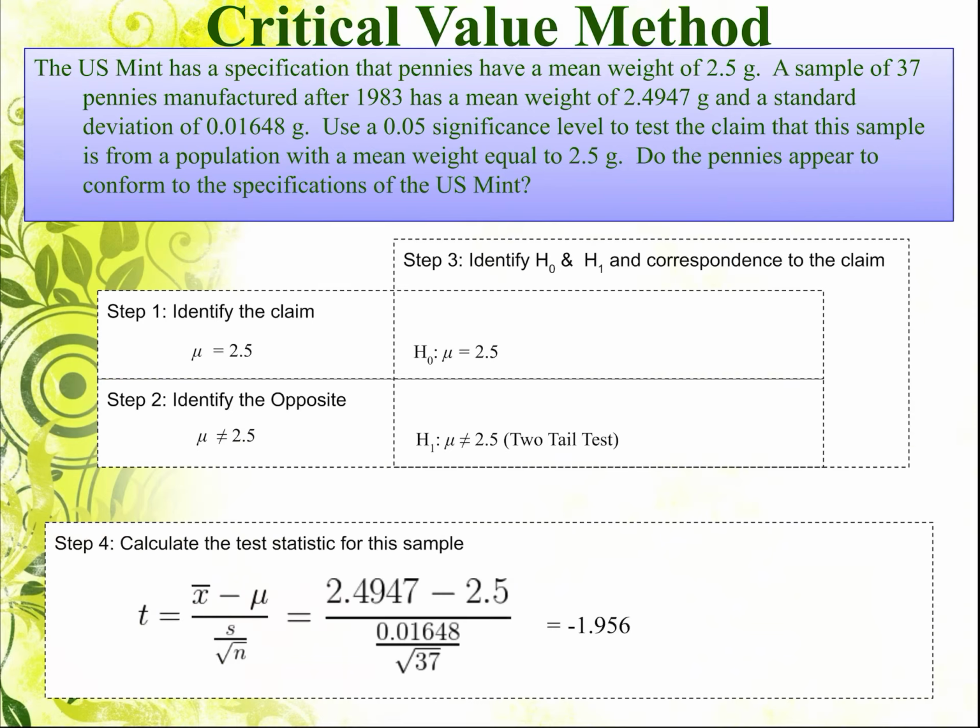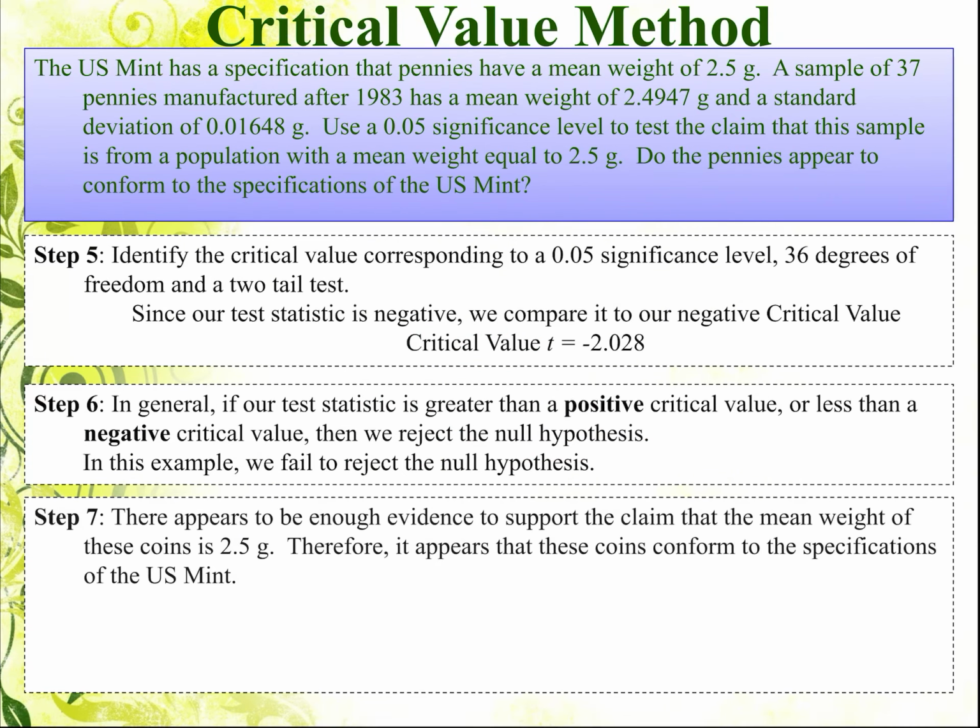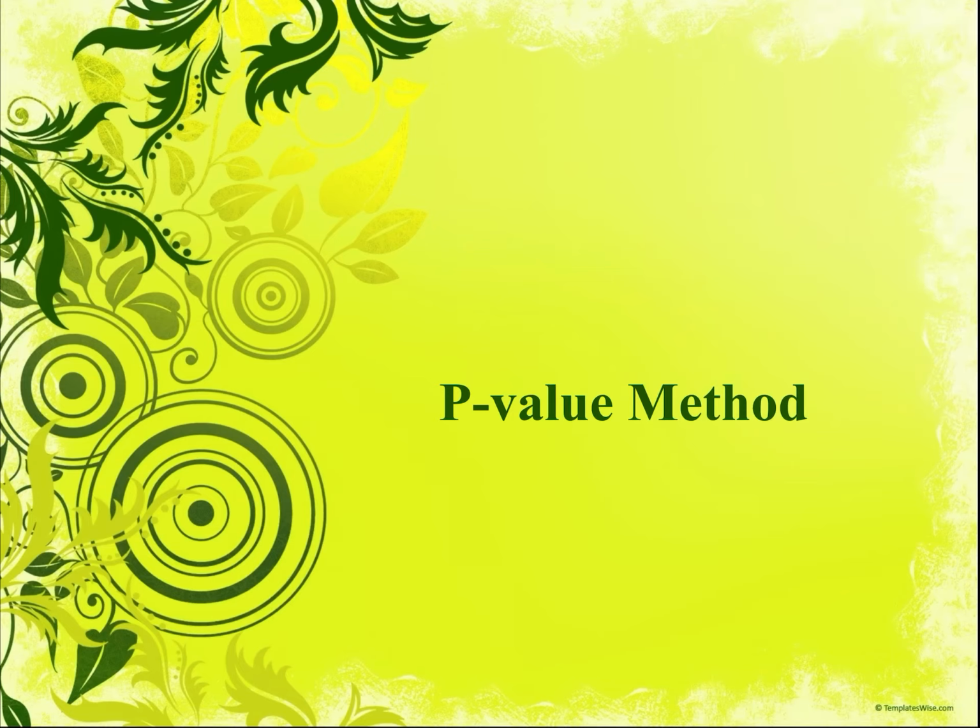So when we interpret this, remember our test statistic was only negative 1.956. If we fail to reject the null hypothesis, then we're going to keep the null hypothesis and reject the alternative hypothesis. That means that we're going to accept the claim that the mean was equal to 2.5 grams. So there does appear to be enough evidence to support the claim that the mean weight of these coins is 2.5 grams. So it appears they do conform to the specifications of the U.S. Mint.